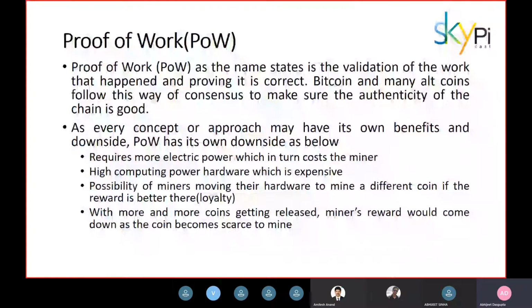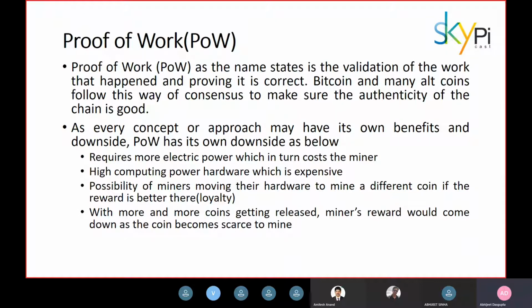A high computing power hardware is also required, which is very expensive. Possibility is there that miners may move their hardware that is available to them for mining purposes only to a different coin altogether if the reward is better there. Say, in today's terms, mining Bitcoin using a CPU miner or a GPU miner or even an ASIC miner is very much unviable. That is just because of the difficulty that is currently prevailing in the blockchain of Bitcoin.